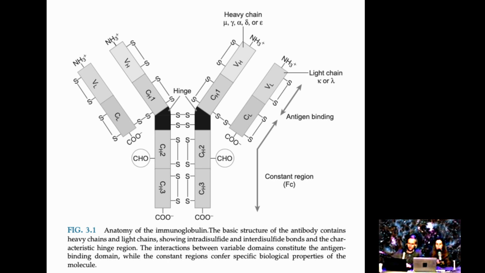And what you can see here is that you have constant regions that are headed towards the surface of the cell. And then at the very, very tips, you have these variable regions. And the variable regions are made up of one section of light chain and one section of heavy chain. The light and the heavy is very straightforward. Heavy is the big chain, light is the small chain.